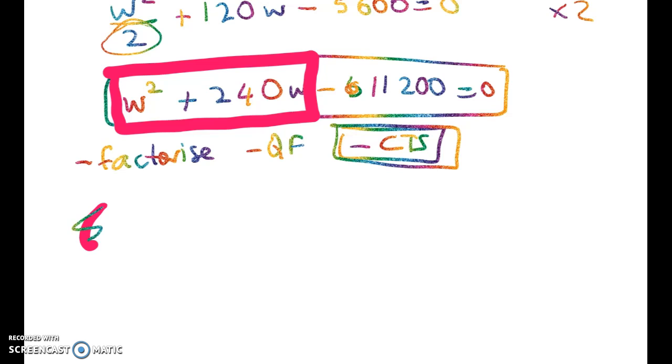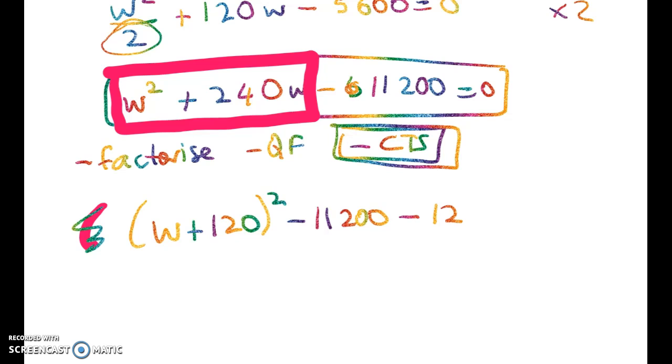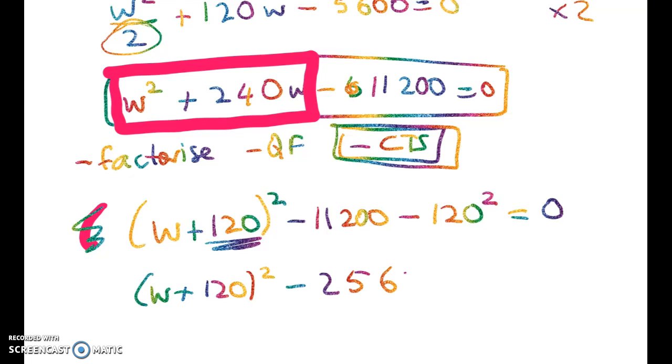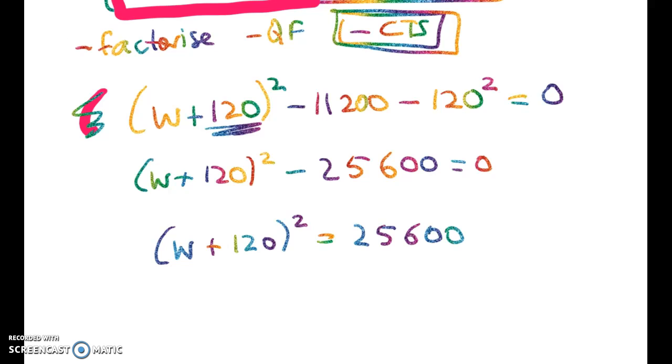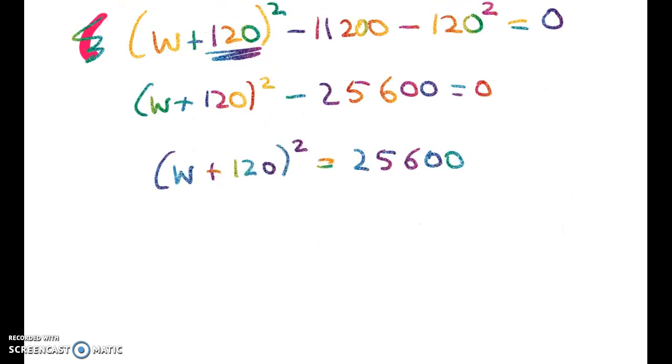Oops, wrong pen. So w plus 120 squared minus 11,200 minus the 120 squared that I added in by accident, and that equals 0, giving me w plus 120 squared minus 25,600 equals 0. If this isn't making sense, go and watch my video on completing the square. You really have to master that skill, both for the graphing internal and for Level 2 algebra. It's really useful. Next, we're going to take square roots of both sides.